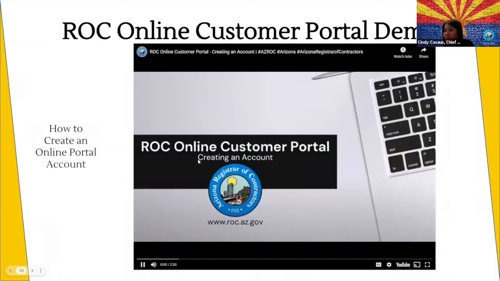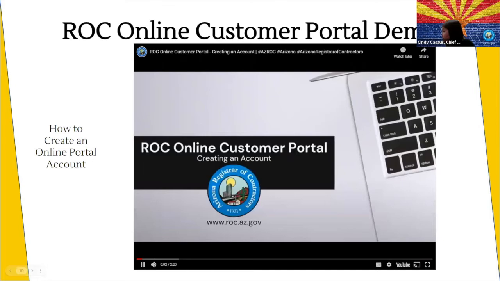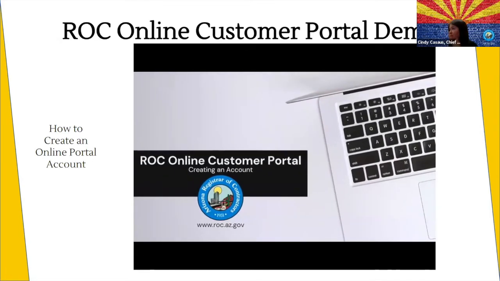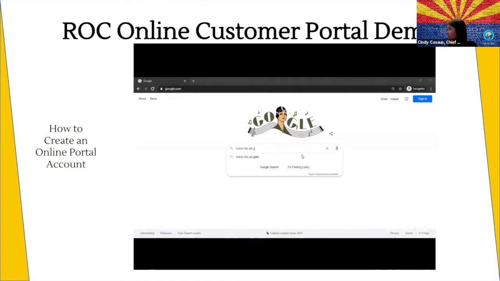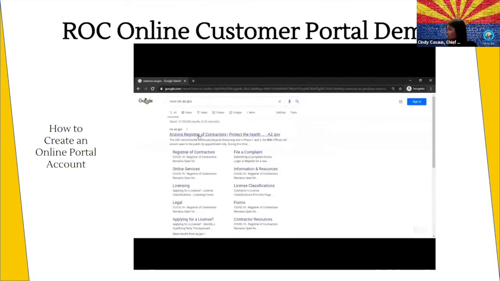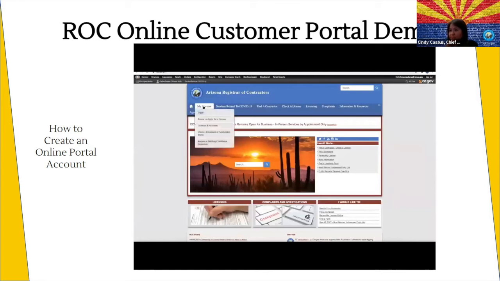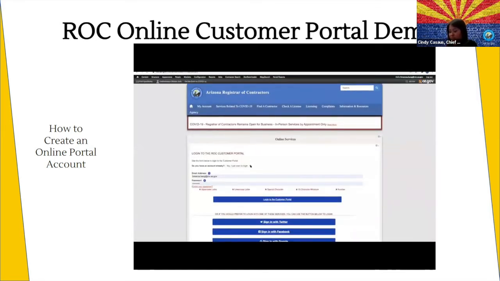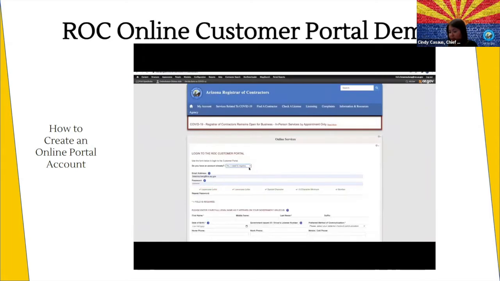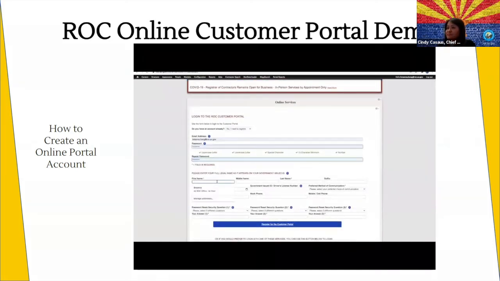In this video, you'll learn how to create an account for the ROC Online Customer Portal. To create an account, visit www.roc.az.gov and click the My Account menu option. In the drop-down box next to the question, "Do you have an account already?" select the "No, I need to register" option and fill in your information below. The personal information you enter should be your full legal name and date of birth as it appears on your government-issued ID. You should also enter your correct contact information in case we need to contact you about your account.